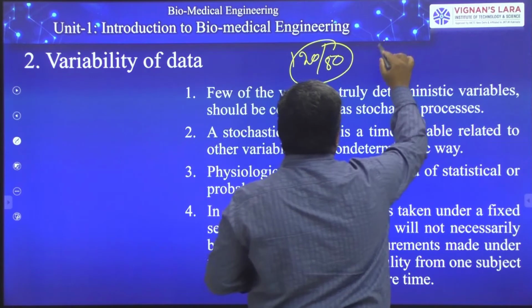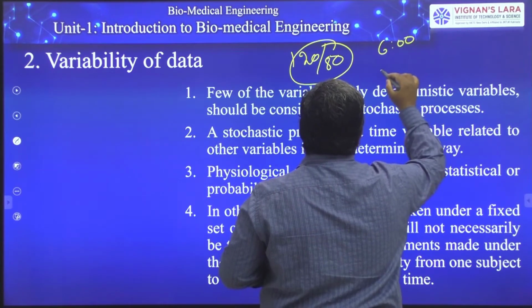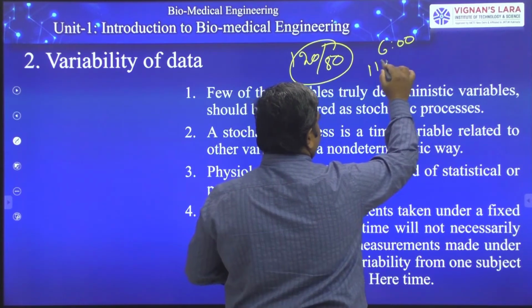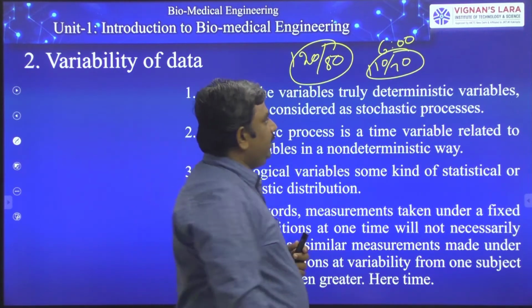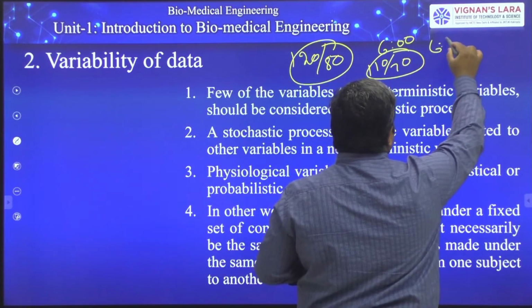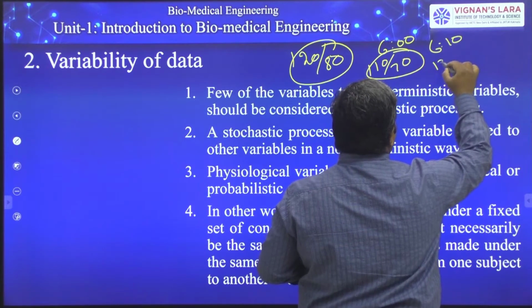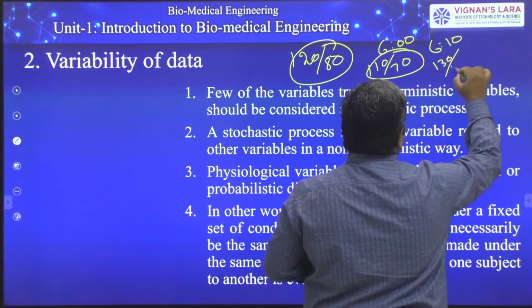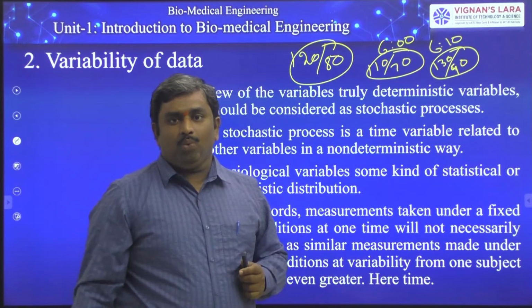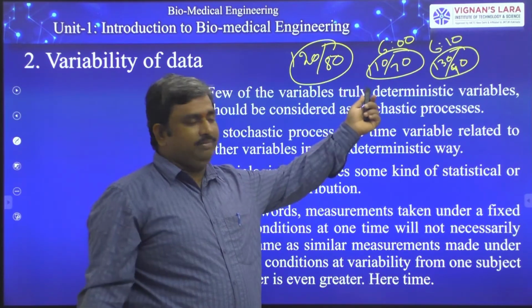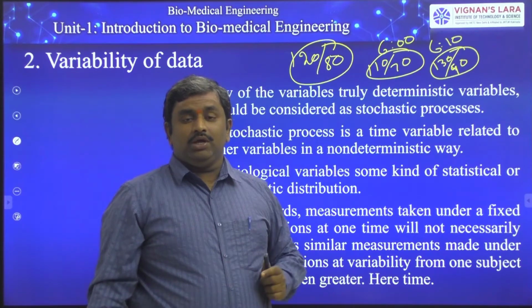So in the early morning, 6 a.m., the patient's BP value is 110/70. Within 10 minutes, again you measure. Then at 6:10, the BP is 130/90. Why? What is the reason? Within 15 minutes, what is the change?